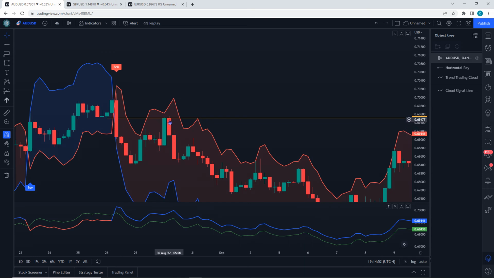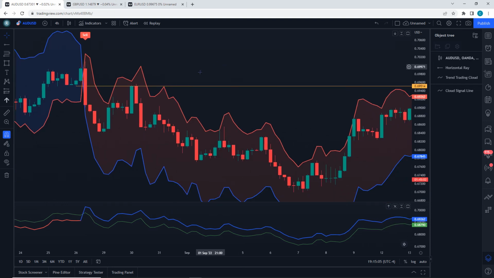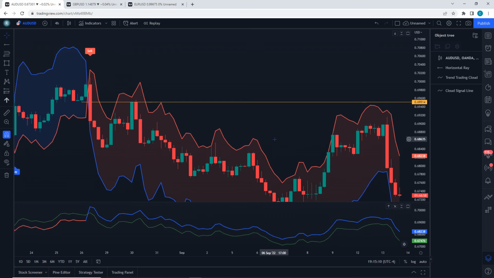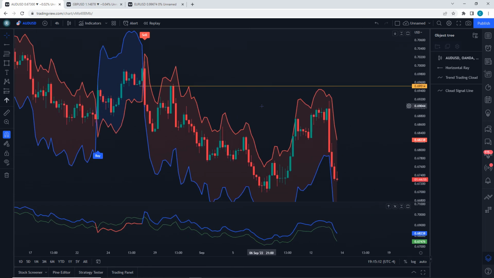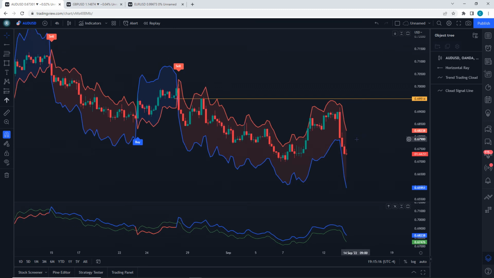And so with the cloud now changing to red, we're looking for sells. What does it do? Just barely comes into it, doesn't even close above it, and has a long downtrend before it starts to move up again. So this is the trend trading cloud. Just great to incorporate, especially for higher time frame trends. It works on the lower time frames as well.